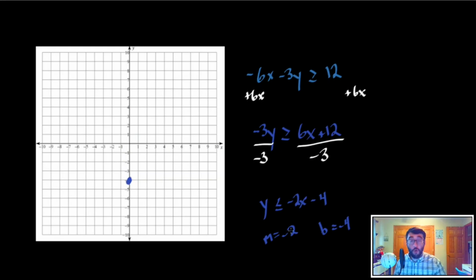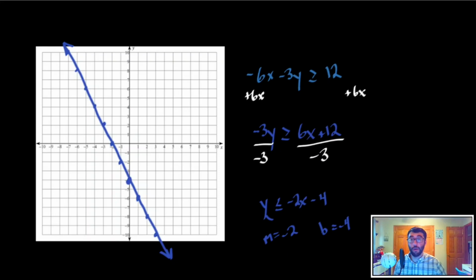And now the slope is -2, which means I'm going down 2, right 1, down 2, right 1. So down 2, right 1, and I can kind of do the opposite, going in the opposite direction here. You can do this until you run out of room. All right, and now we're going to go ahead and connect this with a solid line, because this is "or equal to." So I'm going to connect this with a solid line, and there we go.